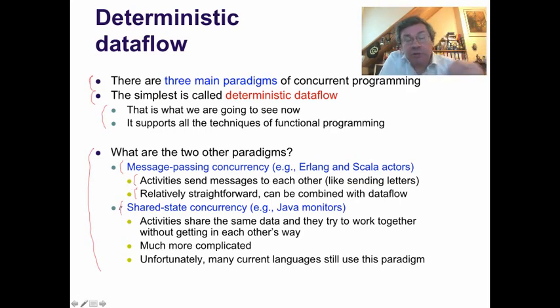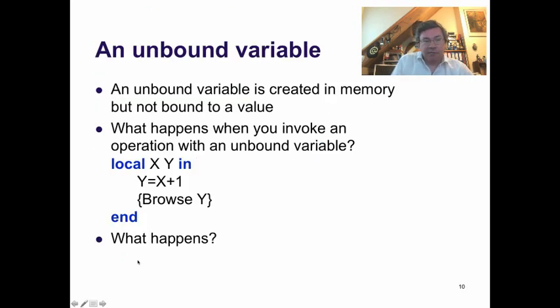The third paradigm is called shared state concurrency. This is used in many systems, typically, for example, in object-oriented systems. Java monitors are a form of shared state concurrency, what they call synchronized objects. Here, the activities are in fact sharing the same data, and they try to work together without stepping on each other's toes. In fact, this is a much more complicated paradigm. That's what experience shows us, but it's unfortunately still used in many languages. But let's now talk about deterministic data flow.